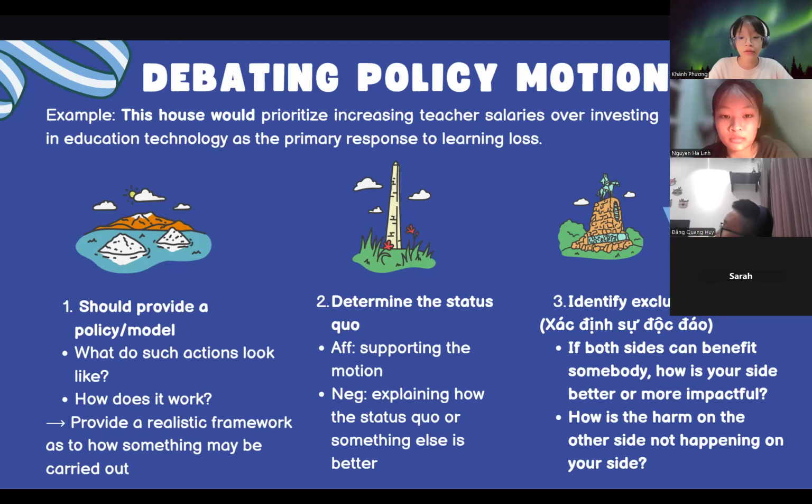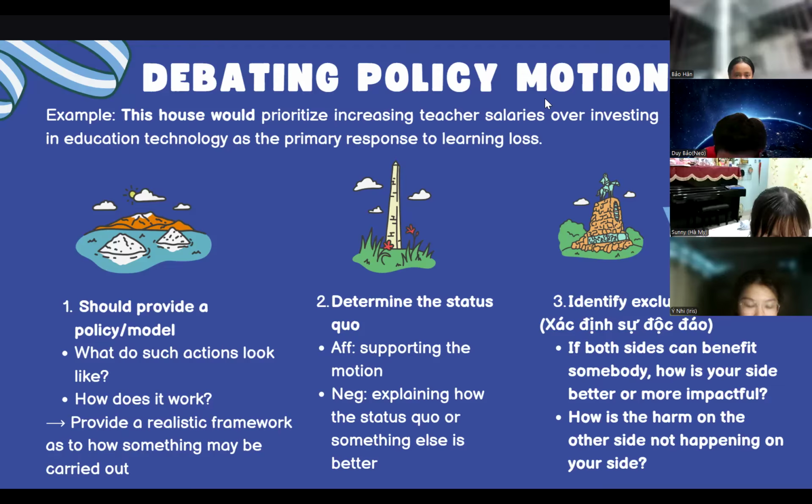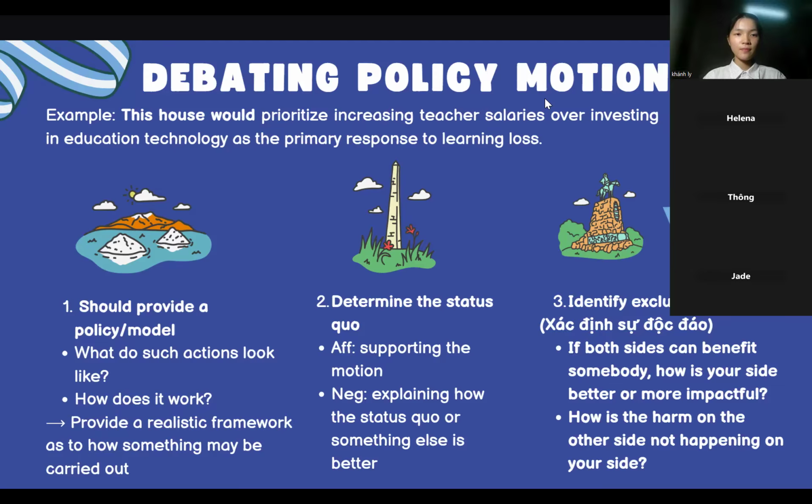You just give how you will do that, and you make it clear so that the other side cannot say, oh, how will you do that? You cannot do it. It's impossible. Kind of like that. Do you understand? Yeah, yes, thank you. Okay. Anyone else have any questions?